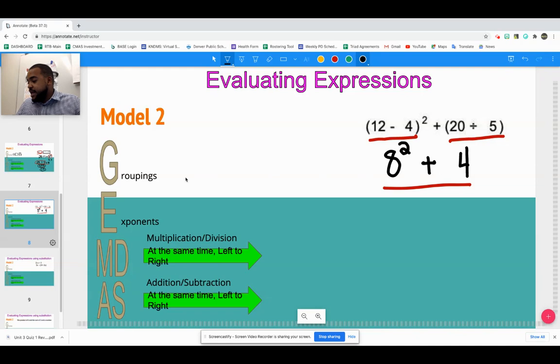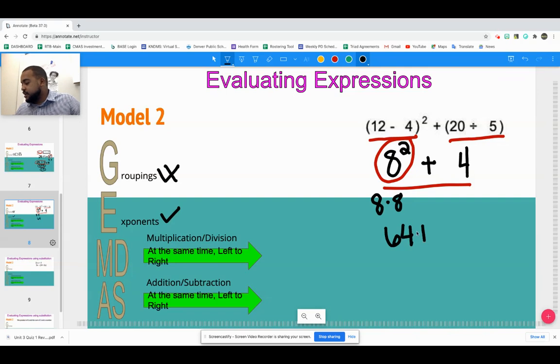Well, let's find out. Is there any groupings in this expression? No, I got rid of both my groupings earlier on. Is there any exponents? Well, yes, there is. There's my exponent. I need to go ahead and work on that first. 8 squared, I know it represents not 8 times 2, but 8 times 8, which gives me 64. Bring down everything else I did not circle.